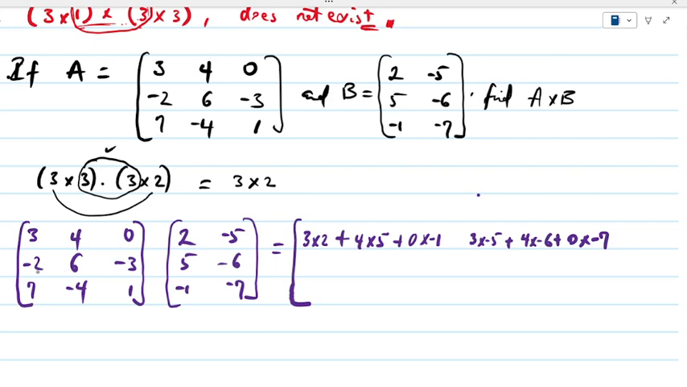So then the second row times first column, minus 2 times 2 plus 6 times 5 plus minus 3 times minus 1. Second row times second column, minus 2 times minus 5 plus 6 times minus 6 plus minus 3 times minus 7. Are you still following?